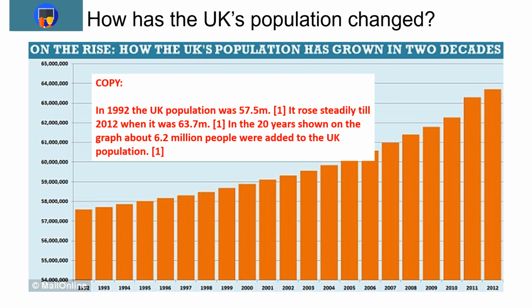In 1992, the UK's population was 57.5 million. It rose steadily until 2012, when it was 63.7 million. In the 20 years shown on the graph, about 6.2 million people were added to the UK's population. Pause the presentation for a few minutes and copy down those 3 sentences to show how to analyse a graph like this.